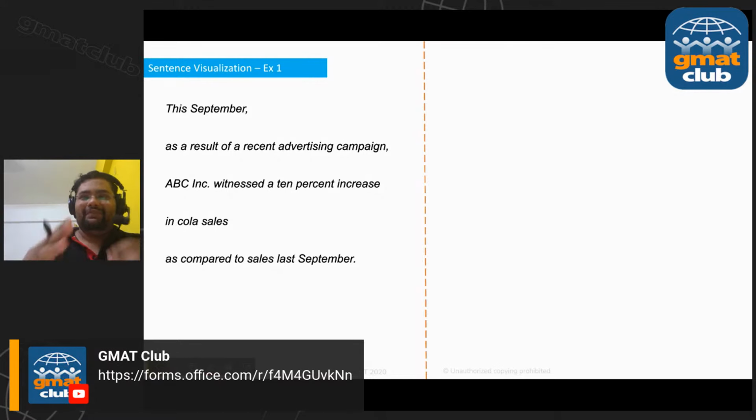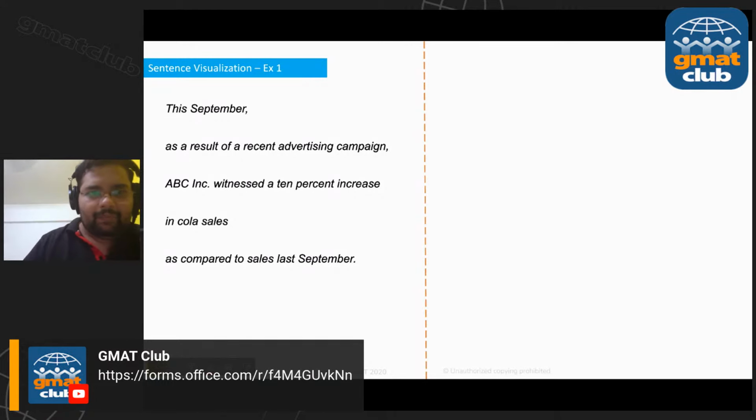Point number two, if it's a complex sentence, if it's a long sentence, don't just read it in one go. Break things down. The reason I ask you to break down sentences into chunks is to allow your brain the time to process that information. And that's one of the things that students typically miss out on. You have to give your brain the time to breathe, to process that information, to absorb that information. So let's see all these things at work.